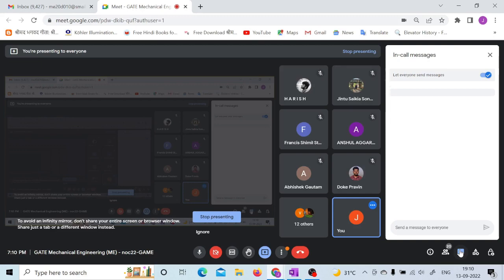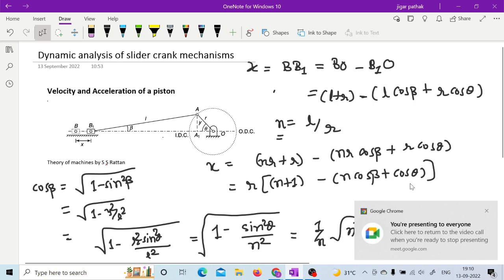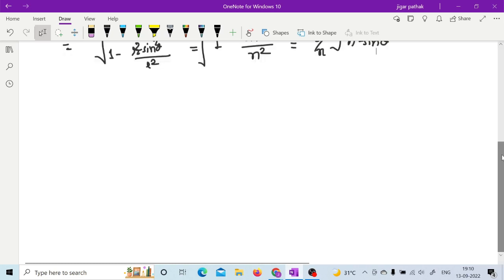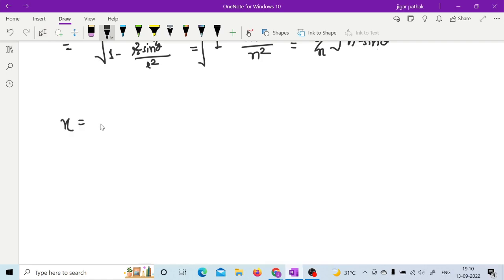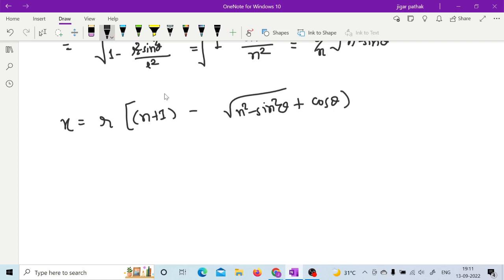Okay, yeah. So here cos beta is equal to 1 upon n under root n square minus sine square theta. So what you can do is put that value of cos beta in the above expression of x. So x is equal to r times (n plus 1) minus n square minus sine square theta under root, plus cos theta. That n will be cancelled, so this is how you will find your equation of displacement.